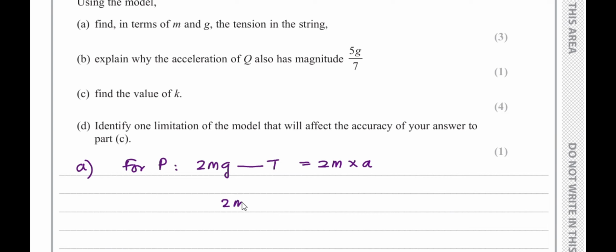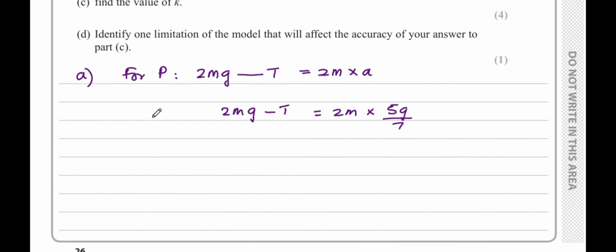So 2mg minus T is equal to 2m times 5g over 7. Therefore, bring T to one side and bring everything else to the other. So that is 2mg minus 10mg over 7 is equal to T. That is 7 times 2, 14. 14 minus 10 is 4mg over 7 is equal to T.